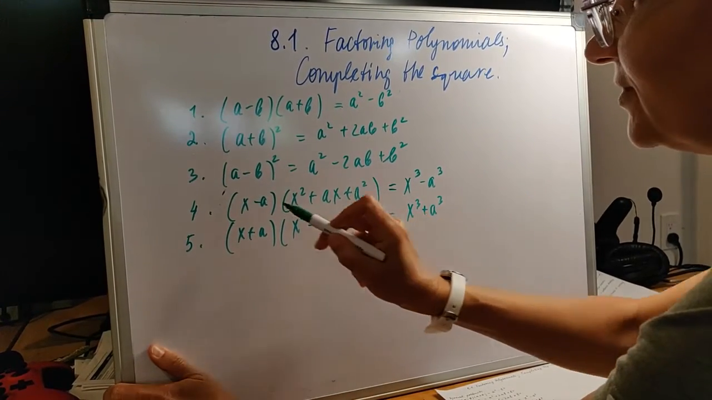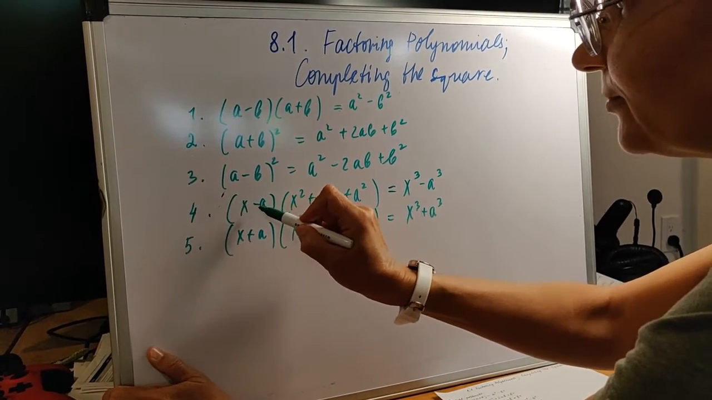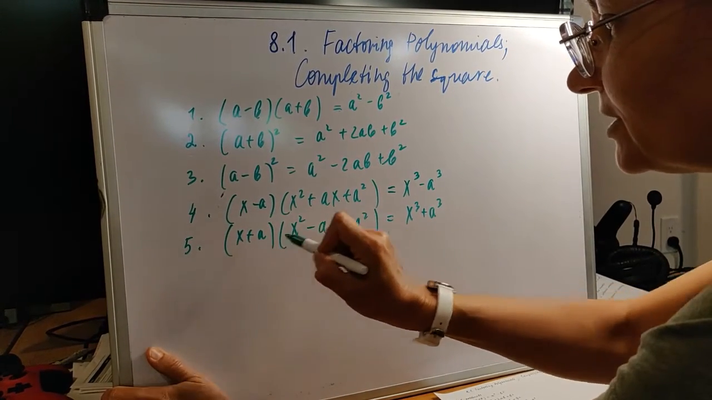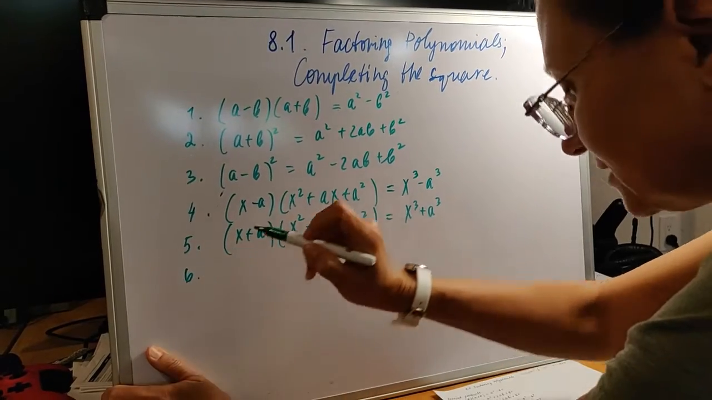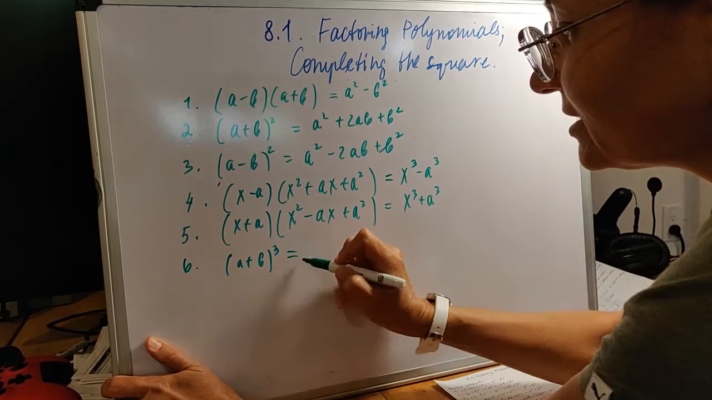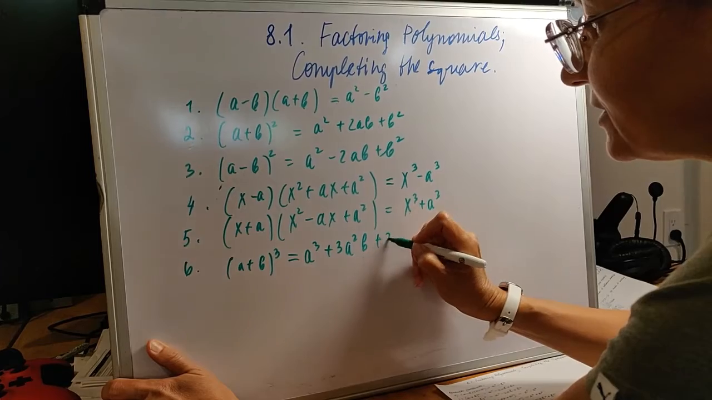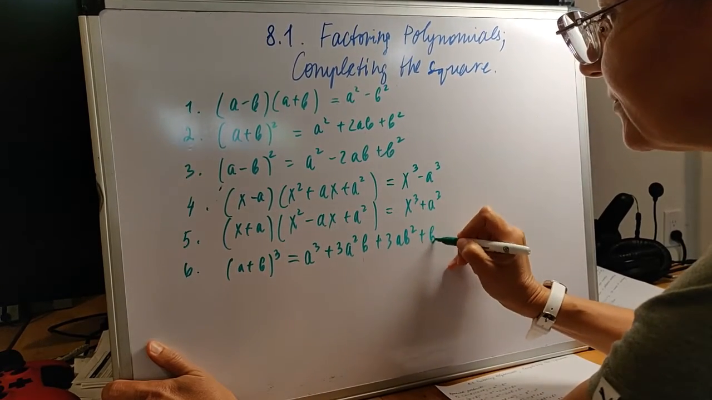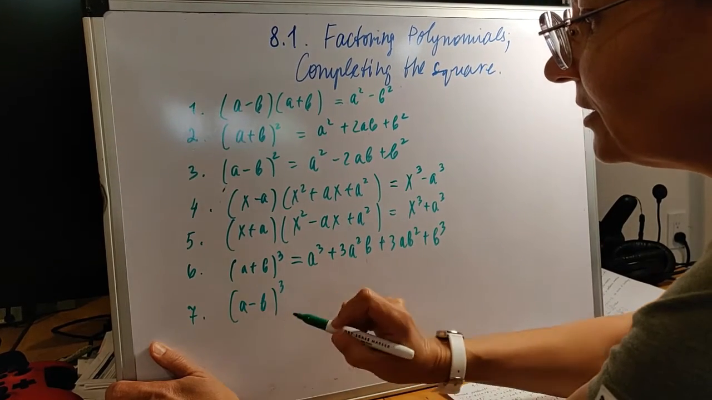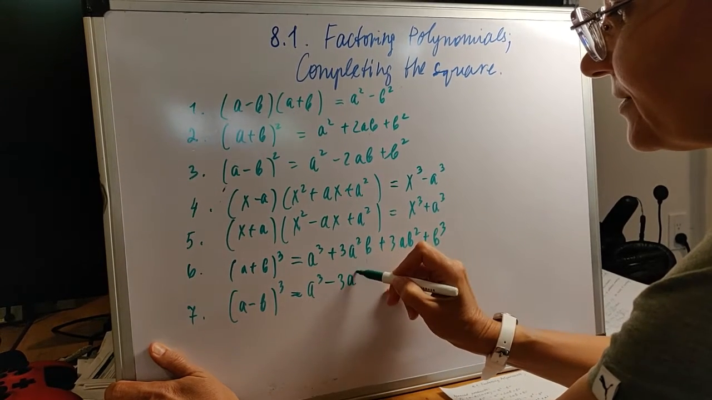So the sign between x and a is going to be similar to the first one. If minus here, plus here, plus here. This sign is opposite to this one. You see plus here, minus here, plus. Number 6, a plus b cubed, and that's a binomial, right? That's a cubed plus 3a squared b plus 3ab squared plus b cubed. Number 7, a minus b cubed. That's very similar, but it's going to have alternation of minuses.